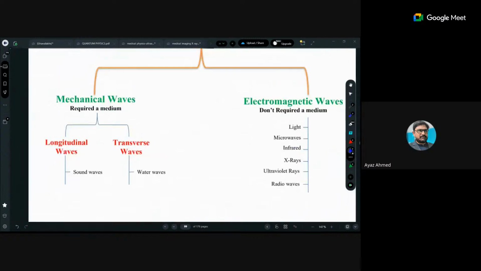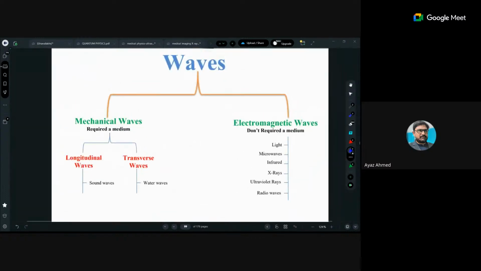So check this slide. In this slide, the waves have been further classified. Mechanical, they require medium, and non-mechanical, electromagnetic. Mechanical में longitudinal and transverse. In longitudinal waves, sound waves are there, and transverse examples are water waves. In electromagnetic waves, they do not require any medium. And what are those? Light, microwave, infrared, X-rays, ultraviolet, and radio wave.